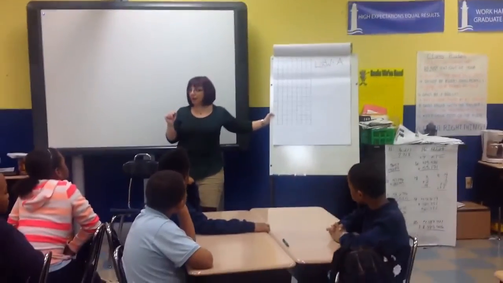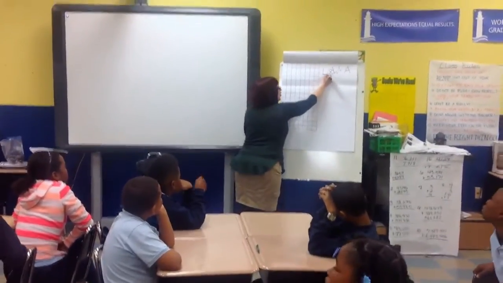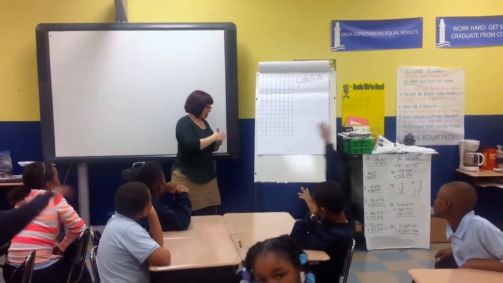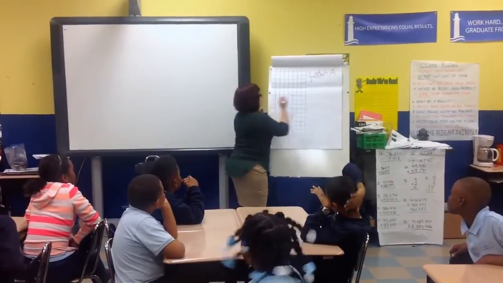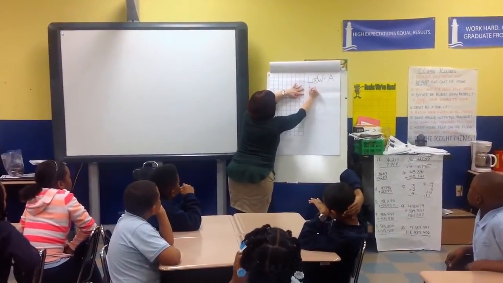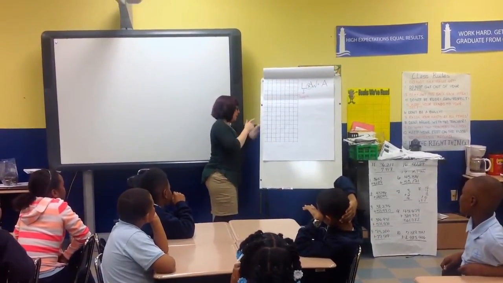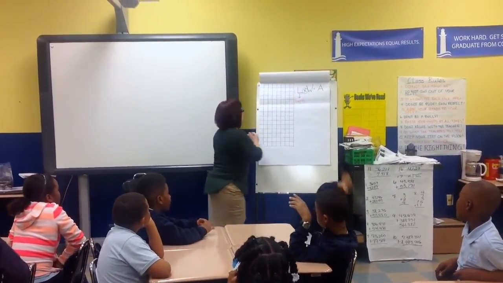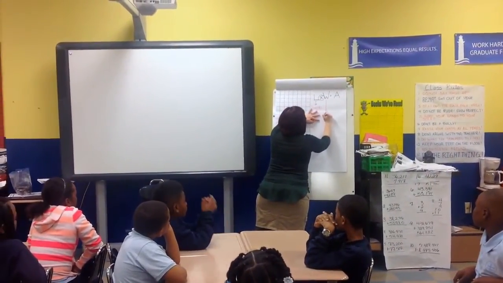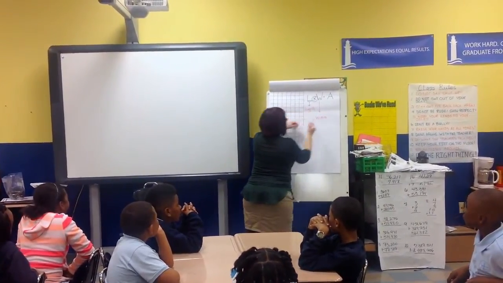Multiplying, or multiplication. Good. Who remembers what that L means? Length. So, what's the W? Width. And length times width equals area. So what's that A stand for? Area.